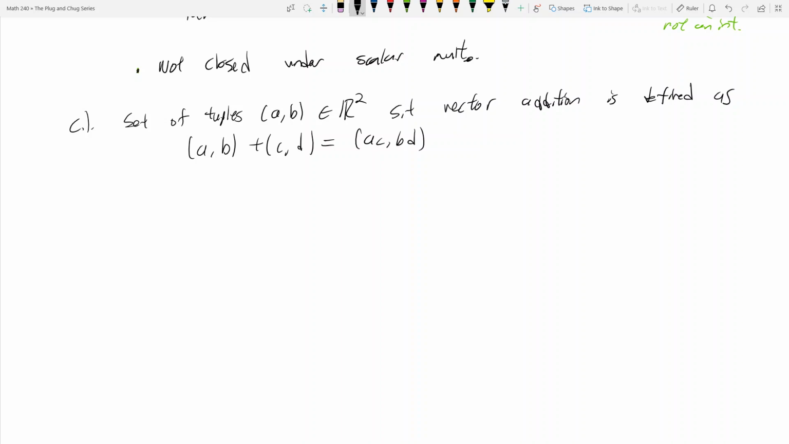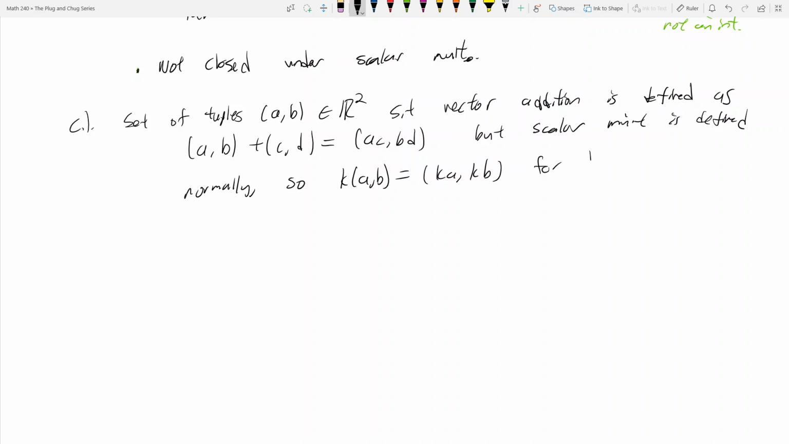Addition is defined this way, kind of weird, but scalar multiplication is defined normally. So k times (a,b) is equal to (ka,kb), for k being a real number. Okay? All right, so what's wrong here? This one's actually pretty tricky because if we actually check addition, it is closed under addition because, so let's think of it this way, right? For something to be closed under addition, all that means is that the resulting tuple has to be in R2, right?